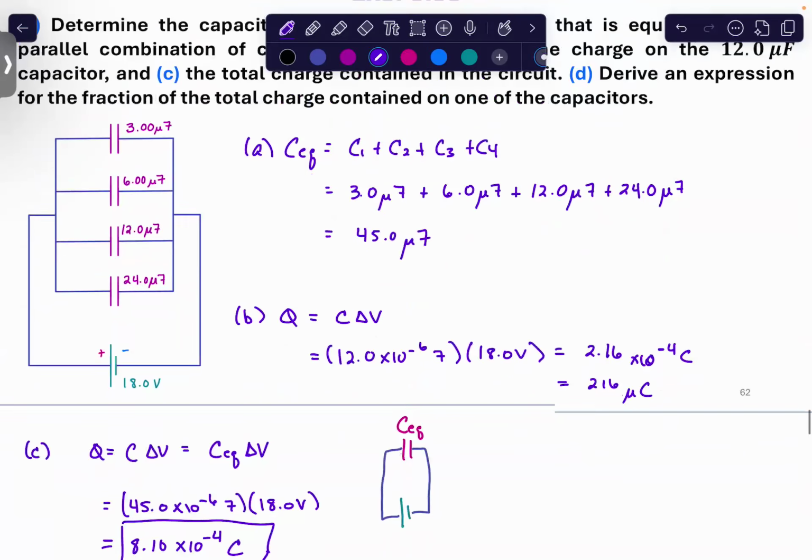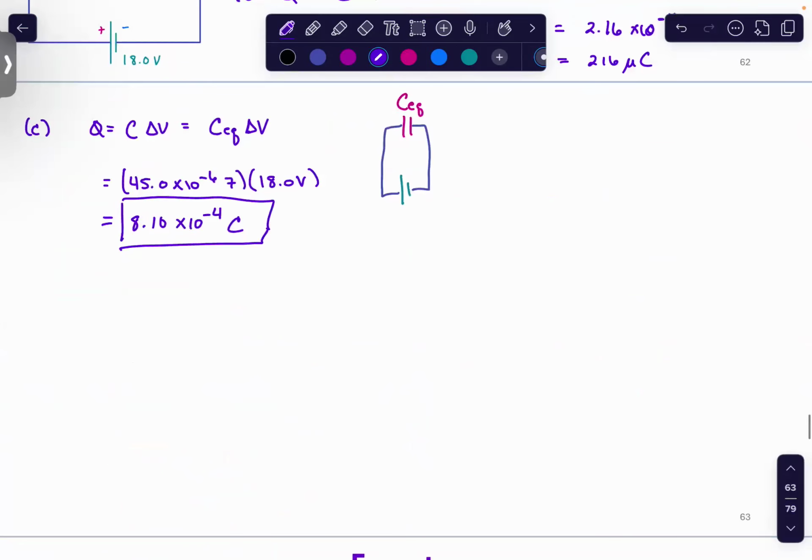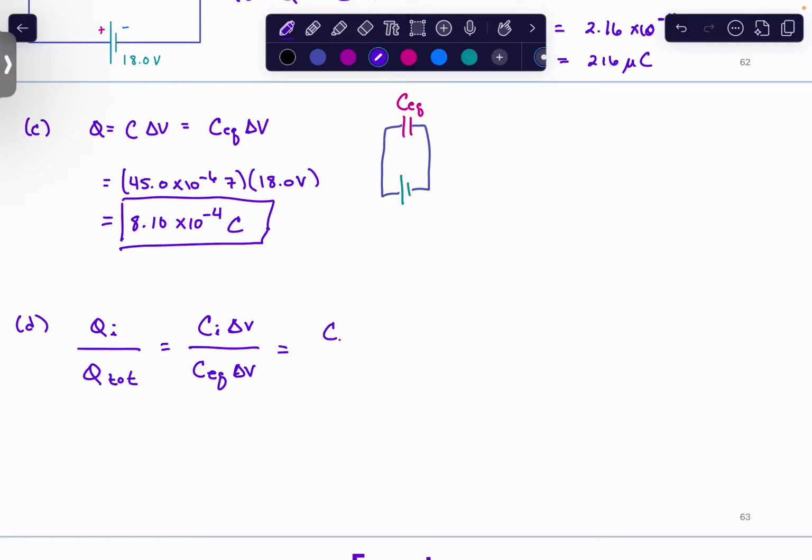So, an expression for the fraction of total charge contained in one of the capacitors. We can start by making a fraction. The charge of capacitor i over the total charge. So this would be the capacitance of capacitor i times delta V. Now, what capacitance do I use for total charge? So the fraction would be the capacitance of capacitor i over CEQ.